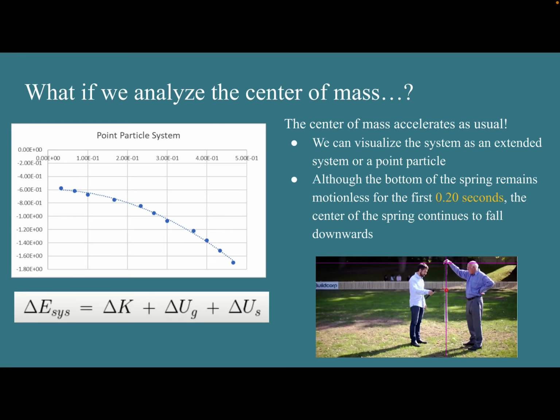Now, what if we analyze the center of mass? We will see that the center of mass accelerates as usual. In the previous examples, the system was motionless for the first few seconds because we were tracking the bottom of the spring. In this example, I tracked the center of mass, and it turns out that the external forces of gravity and air drag affect the slinky just like any other system. That's why on this graph, you can see that the acceleration of gravity is the same as for any other object.